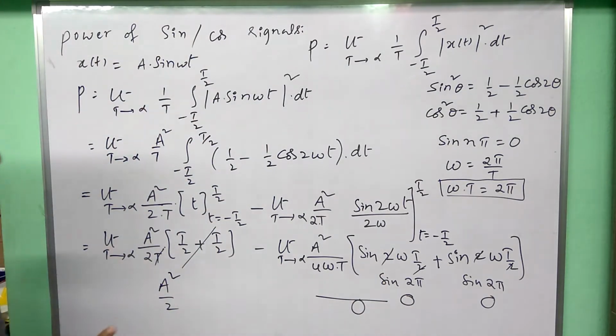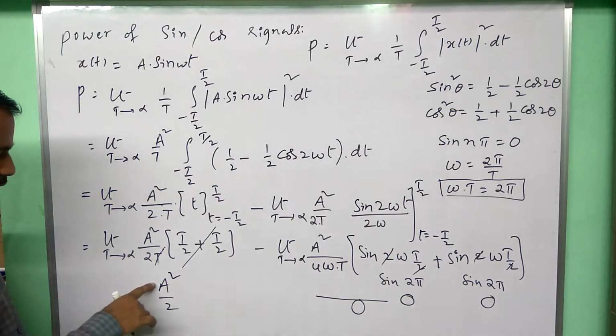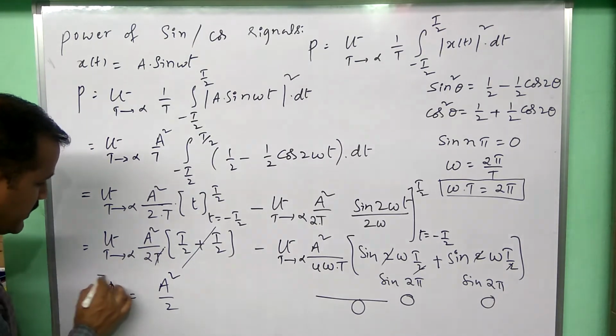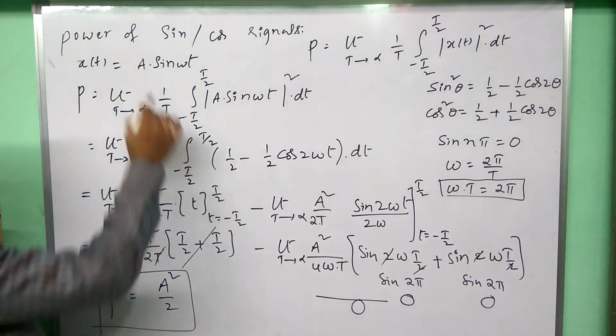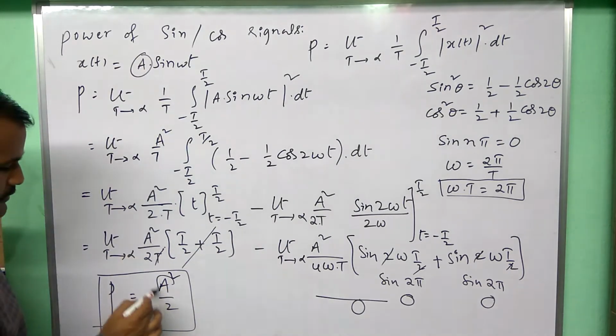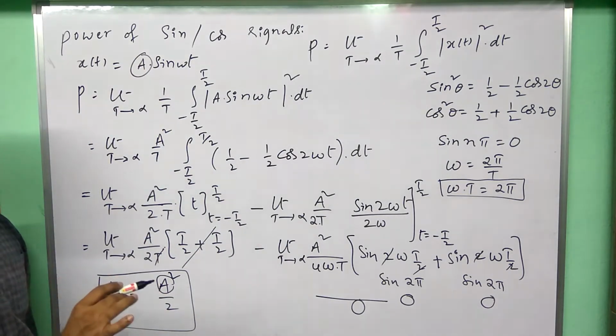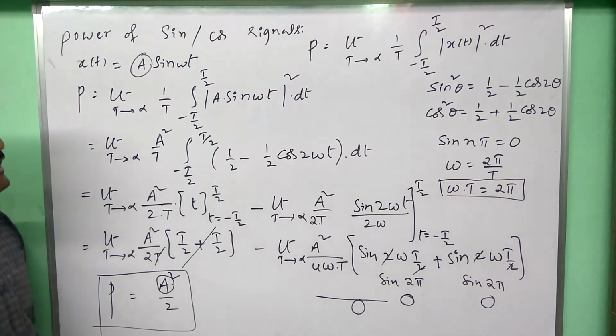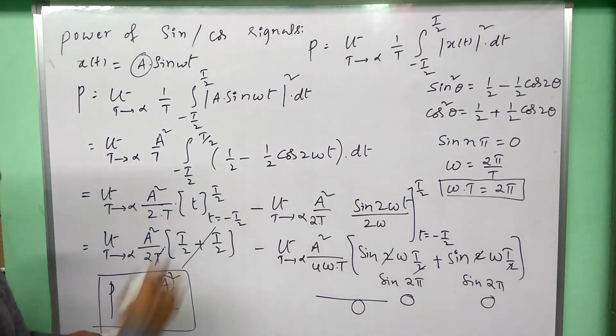Only the first term remaining. And what is that value? A square by 2. So the power of a sinusoidal signal is nothing but its amplitude square divided by 2. That is the power of a sine signal sin omega t. Same procedure we can apply for a cos signal now.